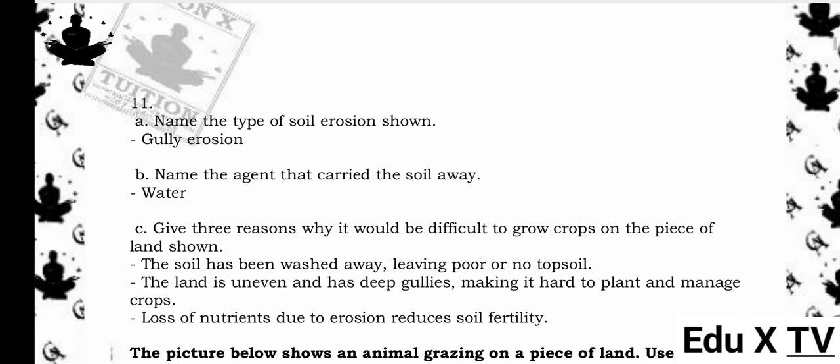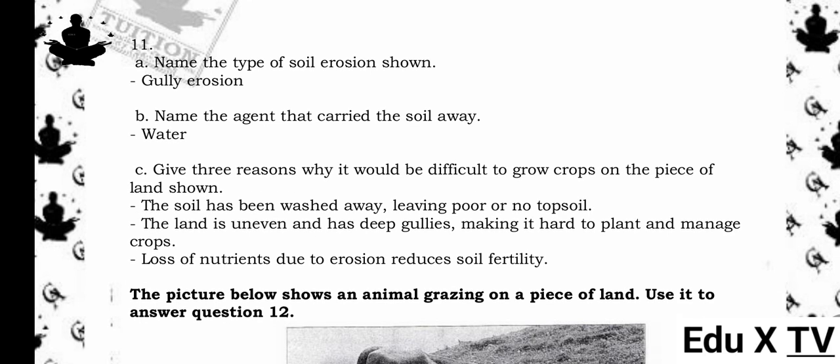11. A. Name the type of soil erosion shown. Gully erosion. B. Name the agent that carried the soil away. Water. C. Give 3 reasons why it would be difficult to grow crops on the piece of land shown.